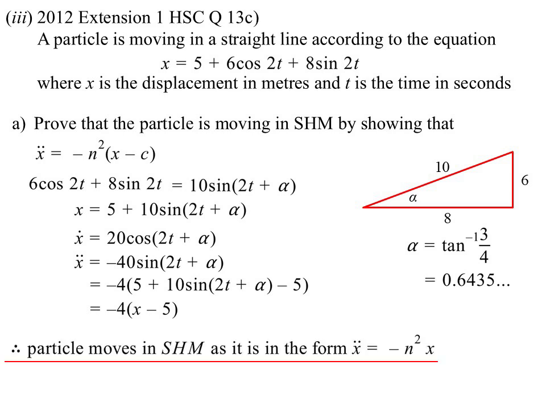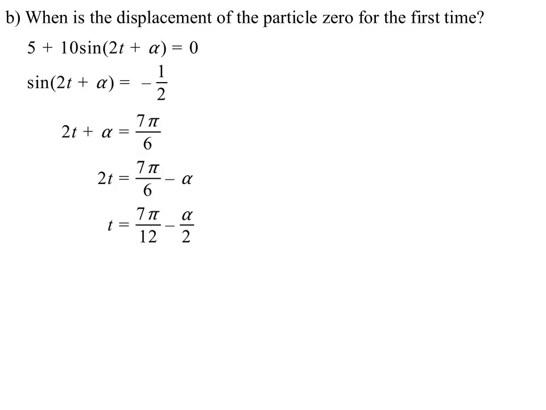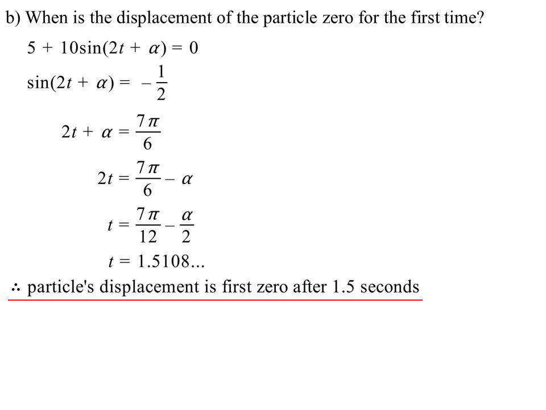Now I've said in the form minus n squared x rather than minus n squared x minus c, because at the end of the day, that constant is just a shift. The key is the coefficient of x. It needs to be some negative multiple of the displacement. When is the displacement of the particle 0 for the first time? Well, we're just solving a trig equation now. We've got an equation for displacement. So sine 2t plus alpha has to be negative 1/2. I just want the first positive solution, because we're assuming time's positive. And that turns out to be, there we go, 1.5108. About 1.5 seconds for that one.